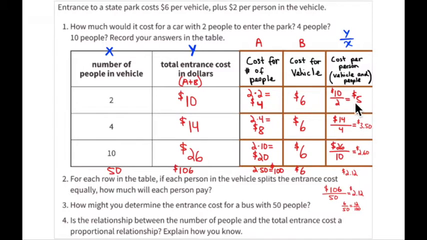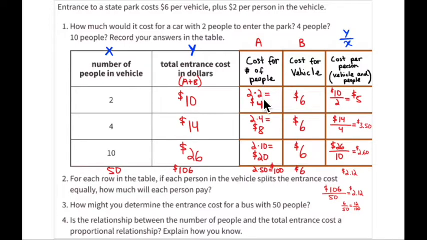It's not increasing. If you double the number of people from 2 people to 4 people, the price per person doesn't double from 5. The price per person doesn't stay the same. Or if you double the number of people, the total price doesn't double from $10 to $20.